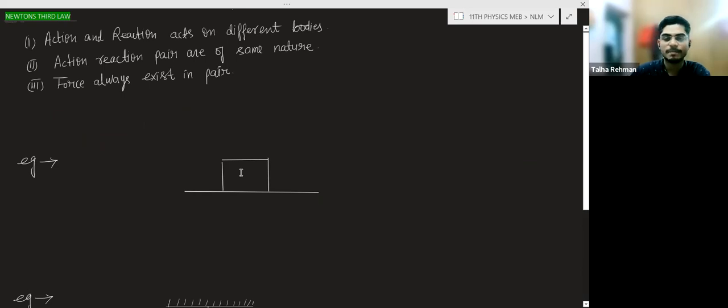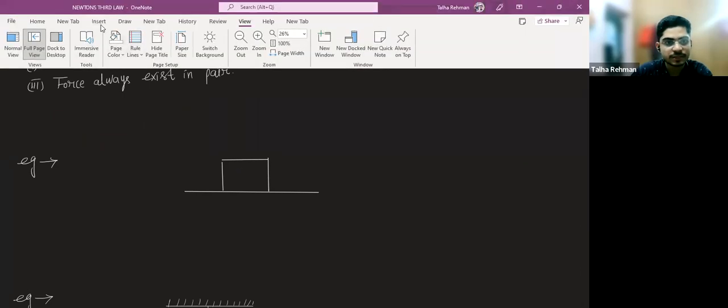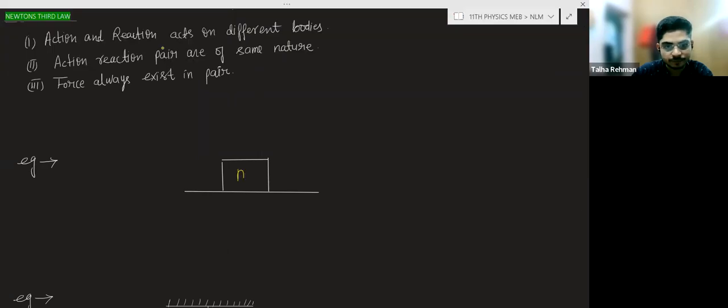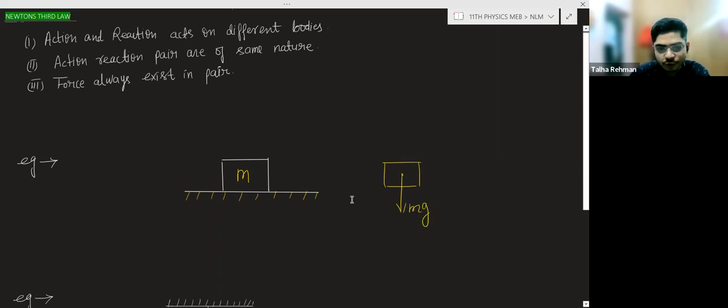Suppose this is a block of mass m, and this is a surface. On some surface, this block of mass m is placed. So on this mass m, if I want to find what are the forces acting on it, there will be one force mg in downward direction, and due to this surface, there will be one force. This is the mg we know.